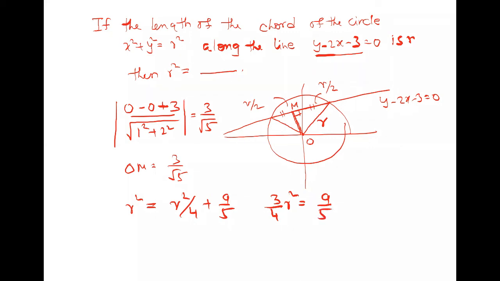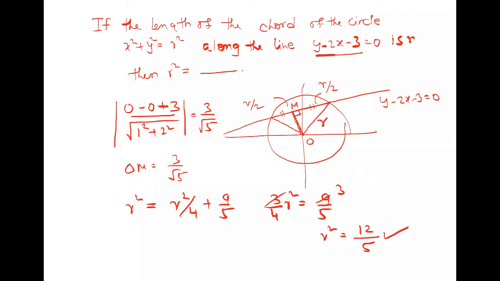Any doubt in this? So what is r square then? 3 and 3 will cancel. We get r square is equal to 4 3s are 12 by 5. R square is 12 by 5. That only you have to calculate. Tell me what is tough in this. This is JEE Mains 2020.